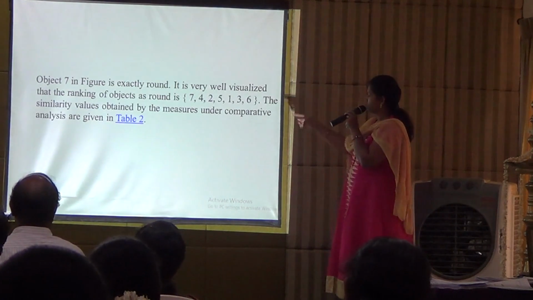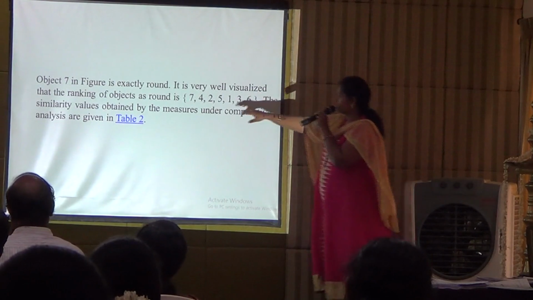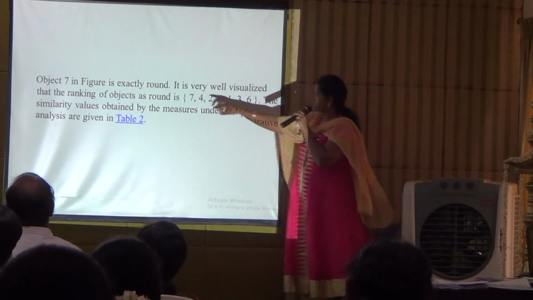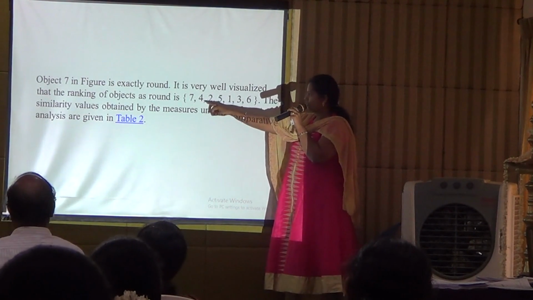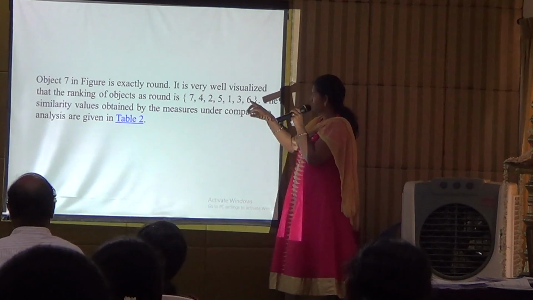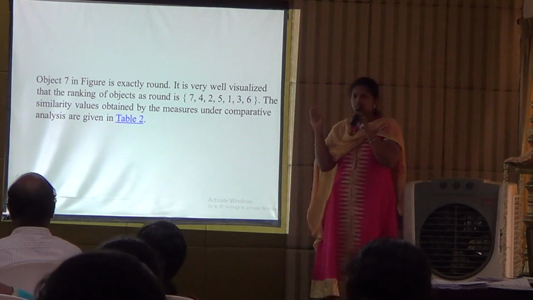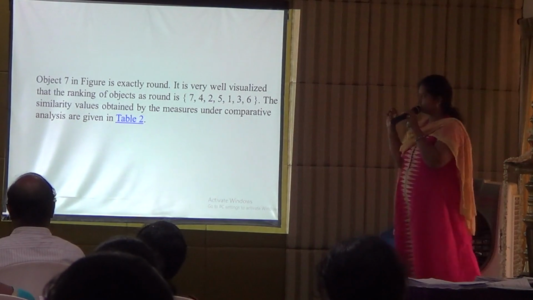Next. Table 2. This is the ranking, I just put the ranking over here. Object 7 is exactly round. After that 4, then 2, then 5, and last 6. That is, the dissimilarity is most in object 6. Next.